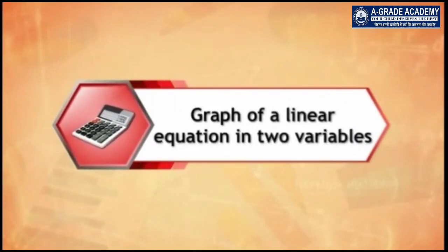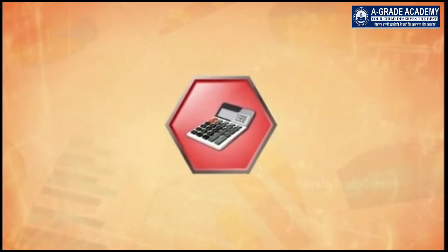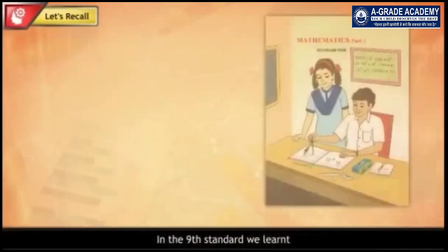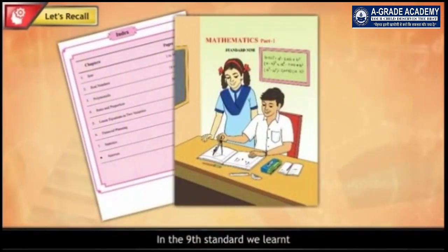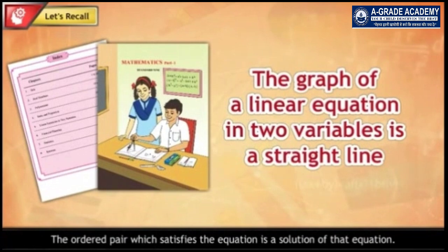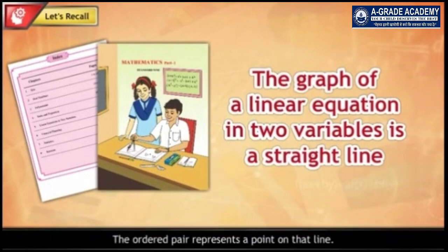Graph of a linear equation in two variables. Let's recall. In the 9th standard, we learned that the graph of a linear equation in two variables is a straight line. The ordered pair which satisfies the equation is a solution of that equation. The ordered pair represents a point on that line.